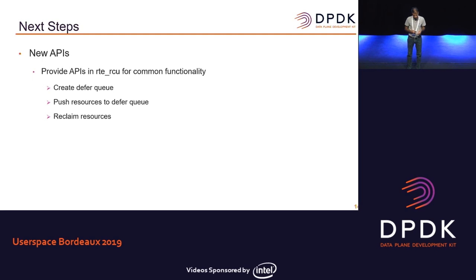Okay, so some of the next steps: there were very good comments from the community. Stefan talked about the lack of APIs in the RCU library. I plan to add these three APIs, which can be used by the internal libraries as well as external applications. Yipeng had commented that the code in the RTE hash is looking too complex with this integration. But I think once we provide these APIs, it should look much, much simpler. I have not started working on this, but we'll get this out pretty soon.